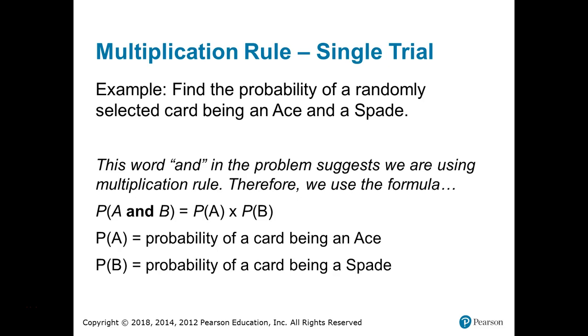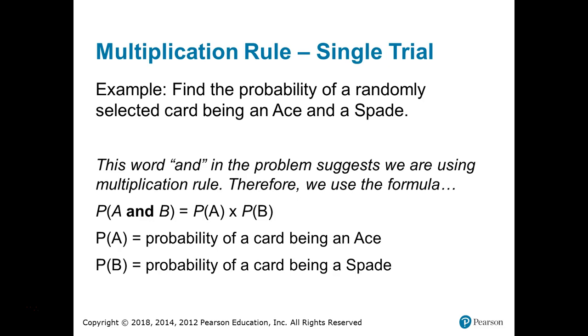Find the probability of a randomly selected card being an ace and a spade. Remember, the word "and" suggests we are using multiplication rule. So we are using this formula here. We'll let probability of A be the probability of a card being an ace, and we'll let P of B be the probability of a card being a spade. And we want to know the probability of randomly selecting one card out of the 52 in the deck and it being an ace and a spade.